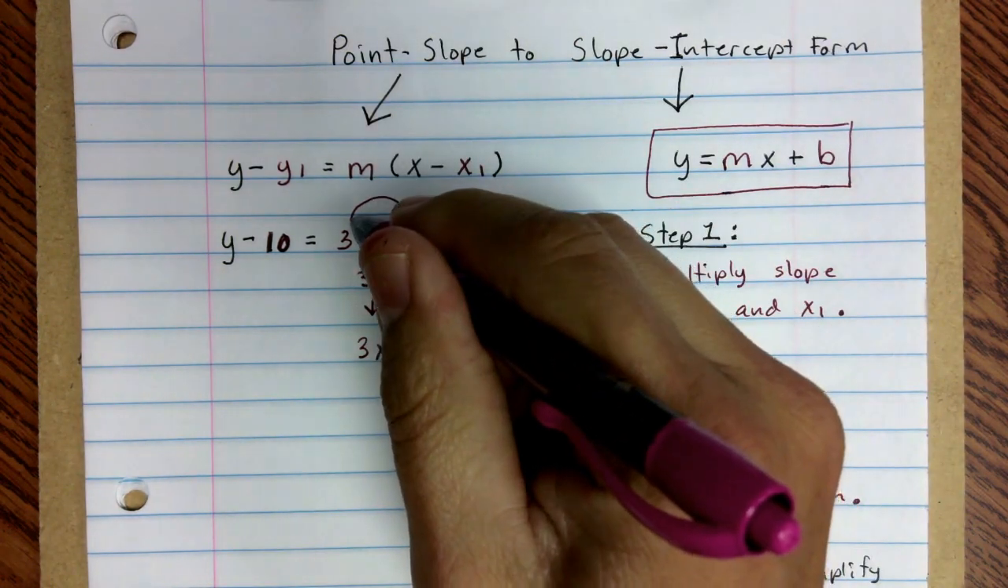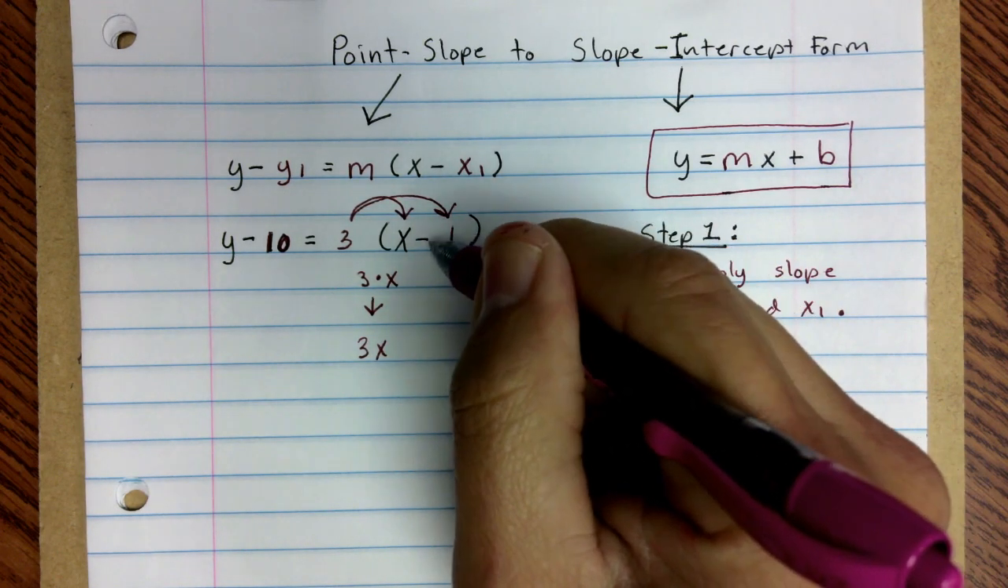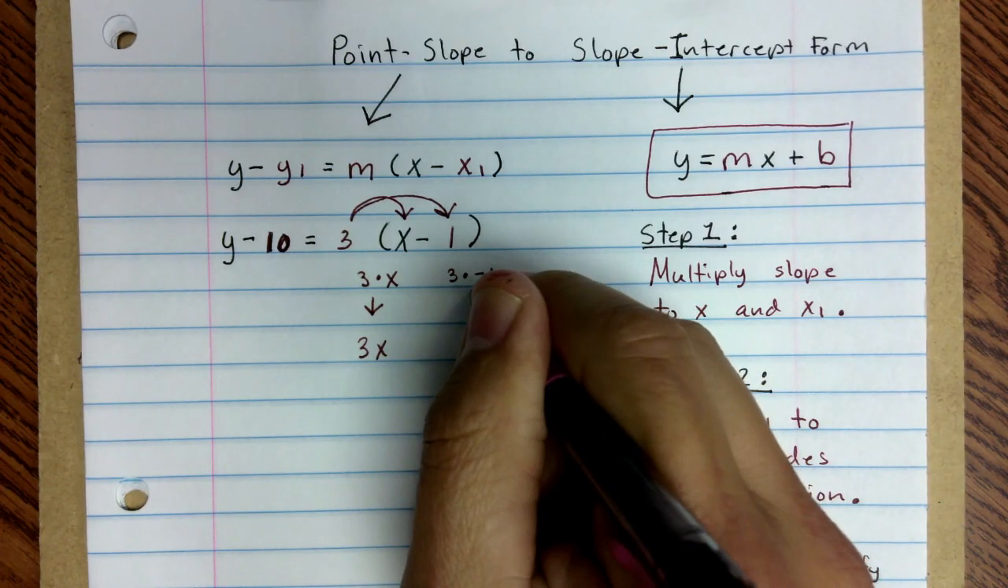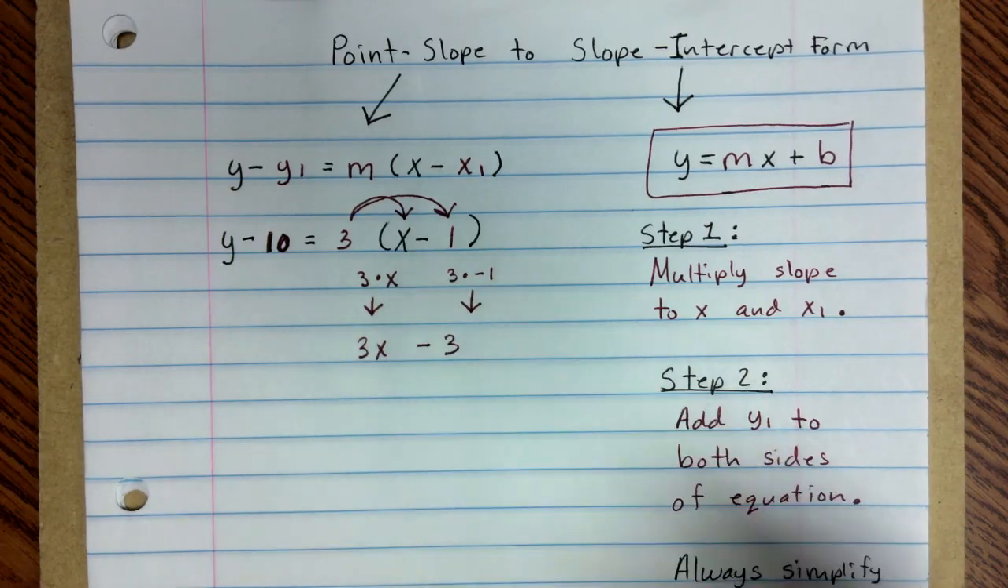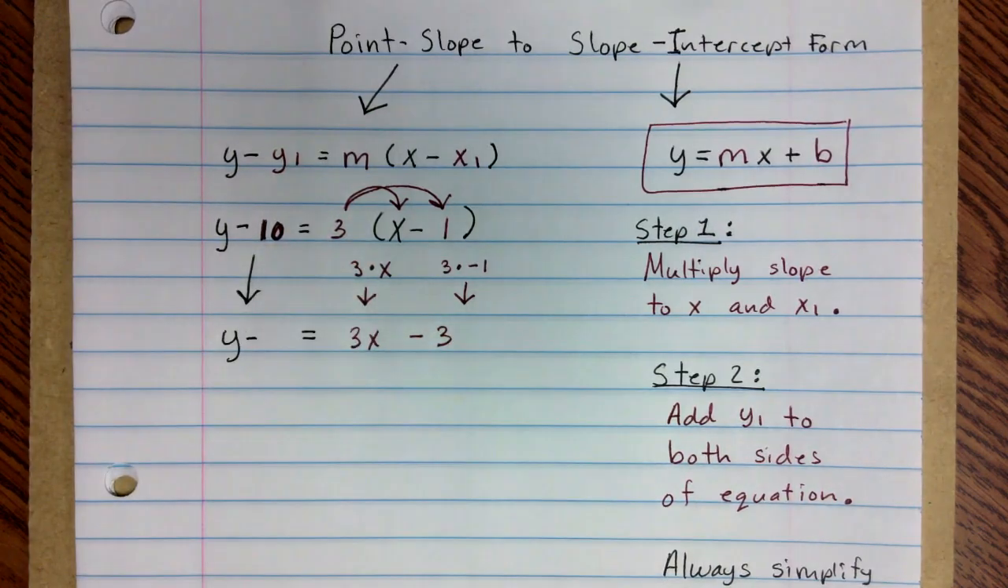Next, I'm going to take that slope again, 3, and I'm going to multiply it to the x1 value, which in this case is -1. So 3 times -1, and that's going to give me -3. I'm going to go ahead and bring down my equal sign and bring down my y minus 10.